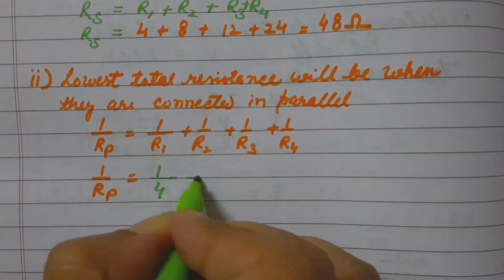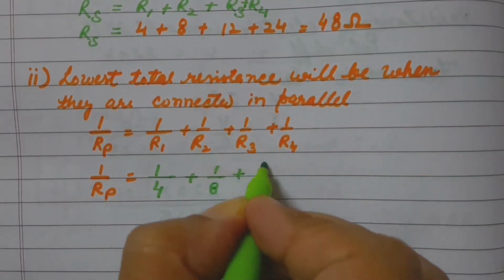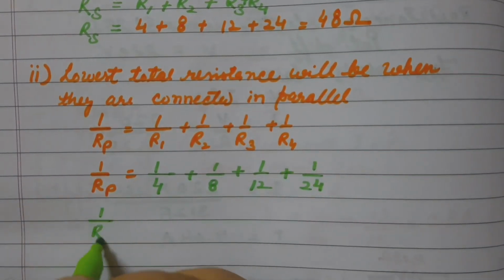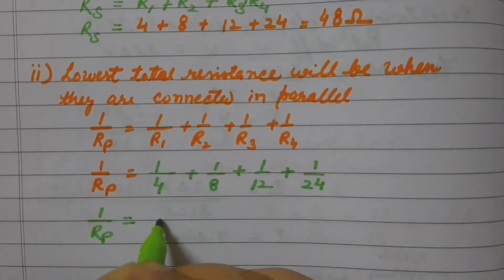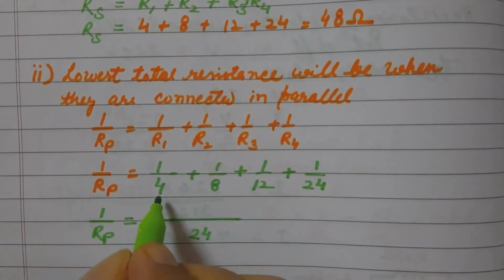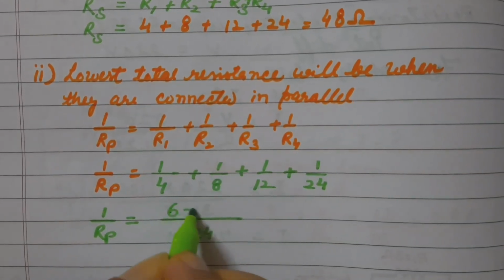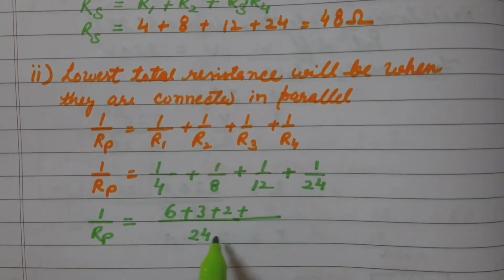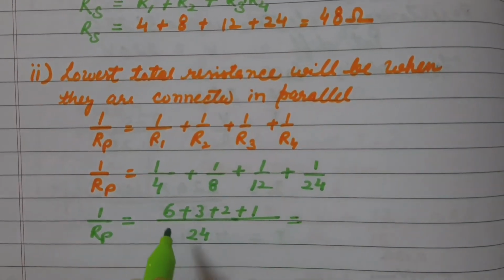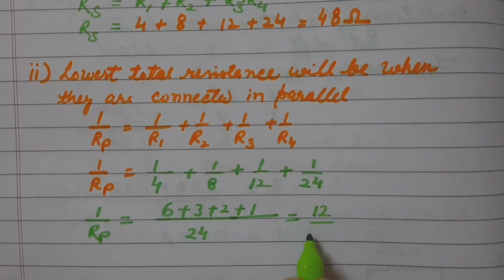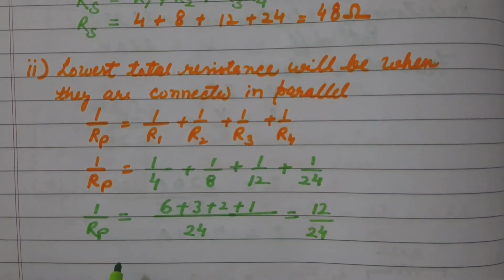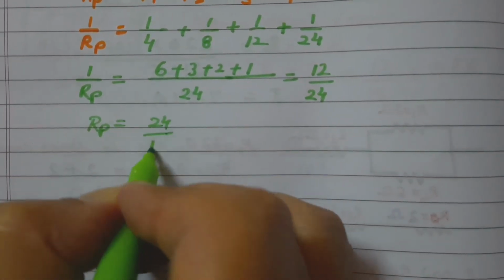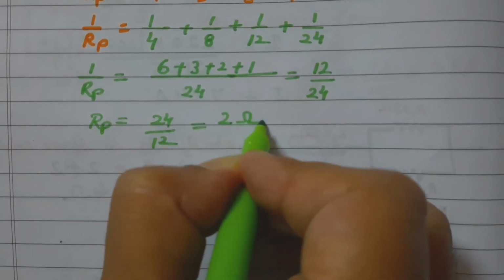1 upon 4 plus 1 upon 8 plus 1 upon 12 plus 1 upon 24. LCM will be 24. It will be 6, 3, 2, 1 over 24: 4 sixes are 24, 8 threes are 24, 12 twos are 24, 24 ones are 24. When we add them, it will be 12 upon 24. Rp can be calculated as 24 upon 12 in turn, which is 2 ohm. This is lowest resistance.